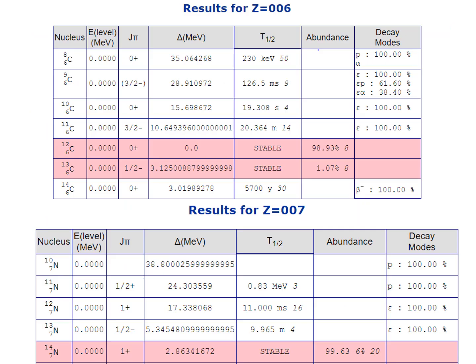And what this would look like is shown here. This is Z of 6, so that's carbon. The data, mass excess in MeV, value shown here. The nitrogen data, Z of 7, nitrogen-14, shown here. So again, the Q value would be the parent, 3.01989, minus the daughter, 2.86341. And that's how one can calculate the Q value for that specific reaction.